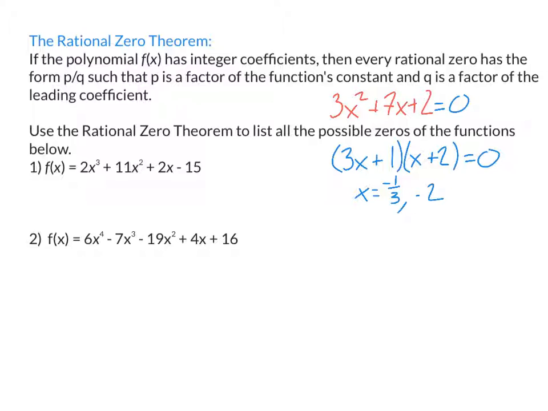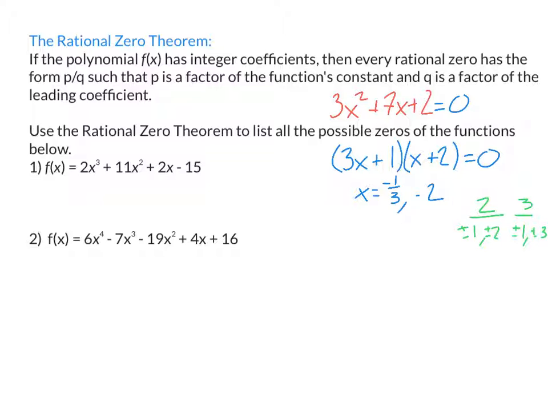Now if we follow the pattern of what we just talked about, we know that factors of 2, the constant, include 1 and 2, and that's really it. We need to consider a positive and negative version for each, so a positive 1 or negative 1, a positive 2 or negative 2. And then the leading coefficient, the 3, has factors of plus or minus 1, plus or minus 3.